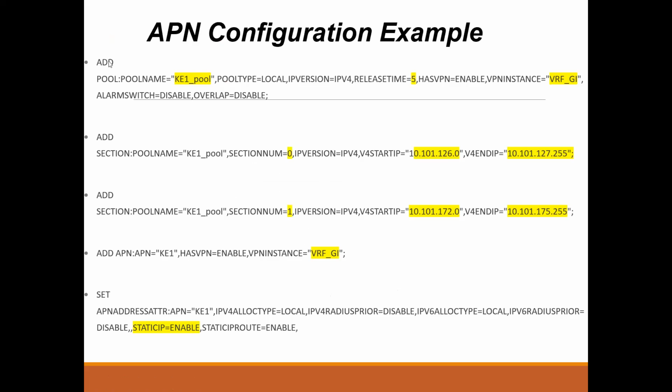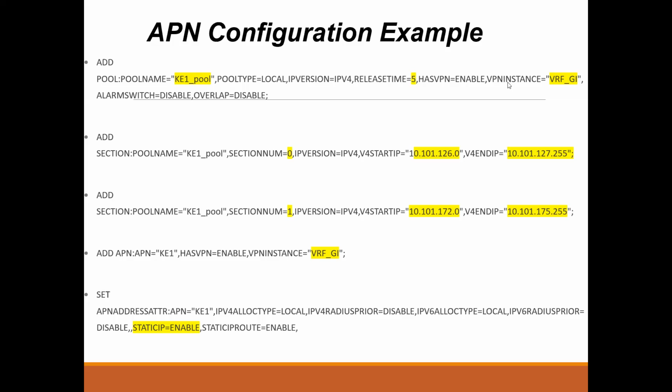So you add a pool and specify a pool name. For example, it's KE1_pool. Pool type is local. The IP version is 4. Its release time is 5. So after 5 minutes, the IP that is held by the user can be released.